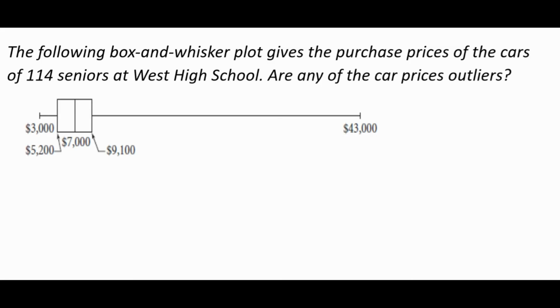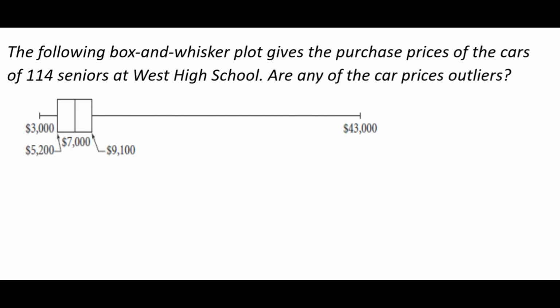All right, last example. The following box and whiskers plot gives the purchase price of the cars of 114 seniors at West High School. Probably should have changed that to East Lake High School, but that's fine. Are there any car prices that are outliers? Well, in this case, let's look at the data. We have a minimum value, right?